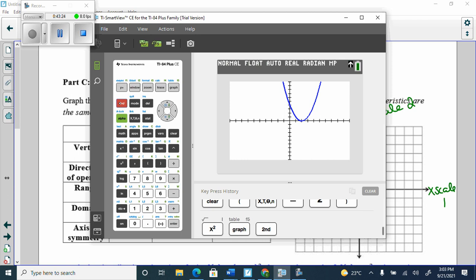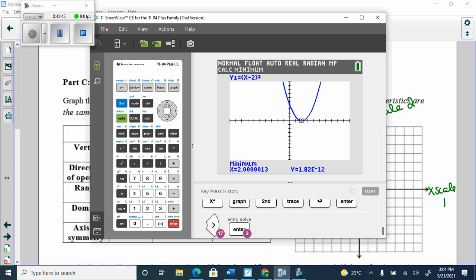Second, trace, minimum, left bound, enter. Right bound, enter, enter. So it's at 2. I don't care about these, if I'm rounded, that's 2. And then e to the negative 12, which is 0. So how do I get the rest of my values?